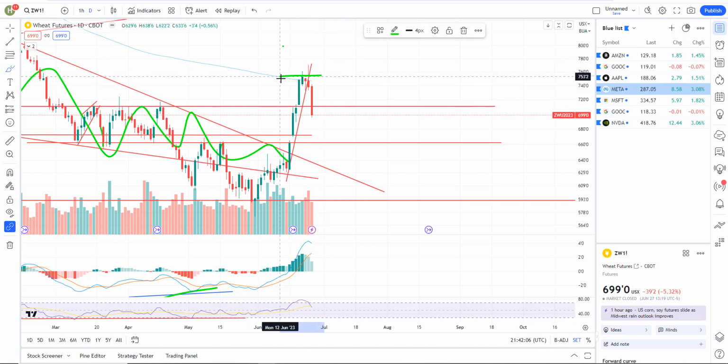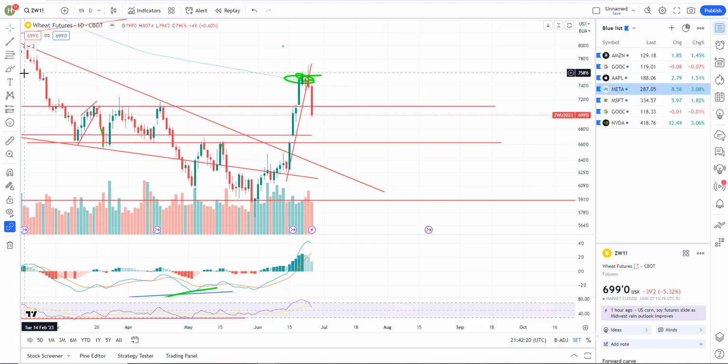I did tell the private member group that this is likely going to be some resistance here, and sure enough, it has proven so. Nice pullback today. I could see some more downside. Down here, you've got really good support with all these reactions.